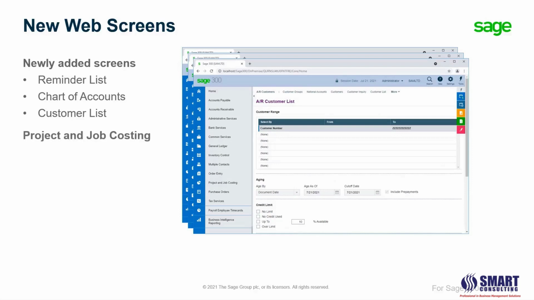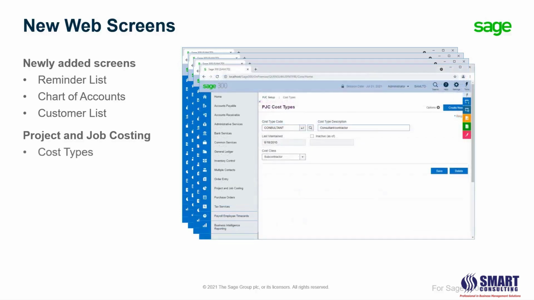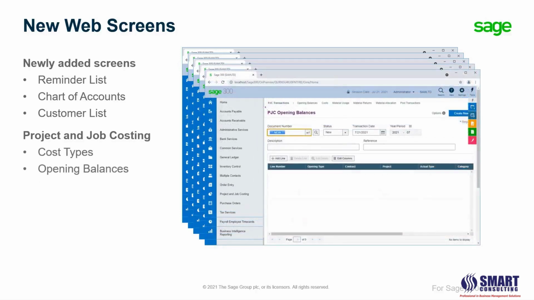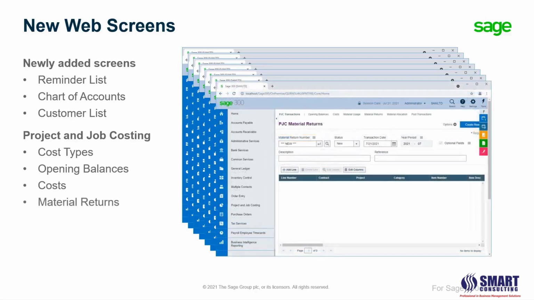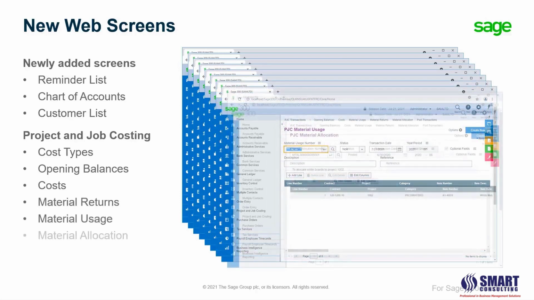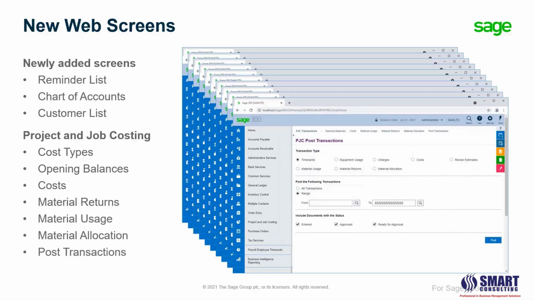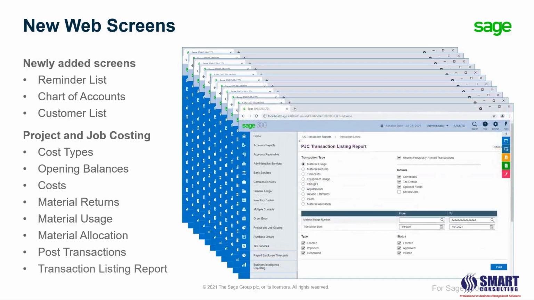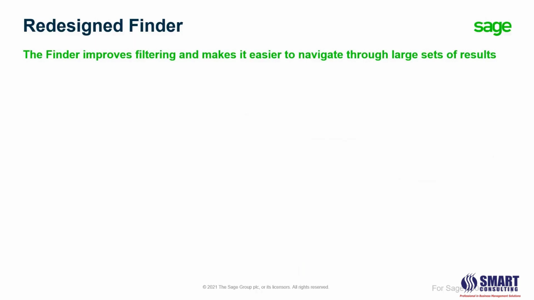We have also added multiple project and job costing web screens, including cost types, opening balances, costs, material returns, material usage, material allocation, post-transactions, and transaction listing report. The redesigned Finder improves filtering and makes it easy to navigate through large sets of results.